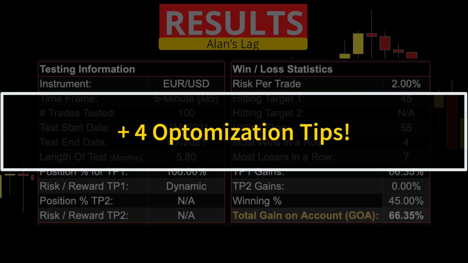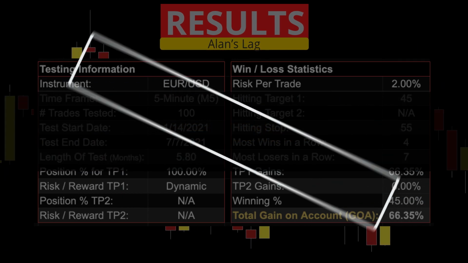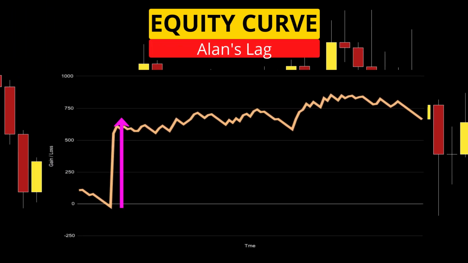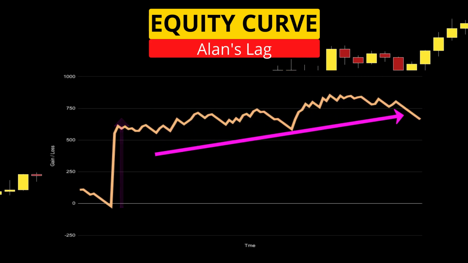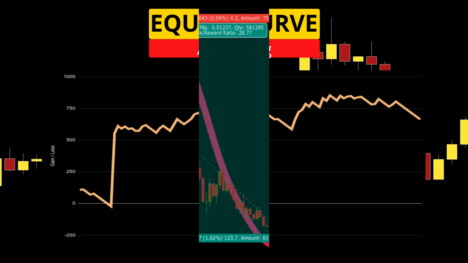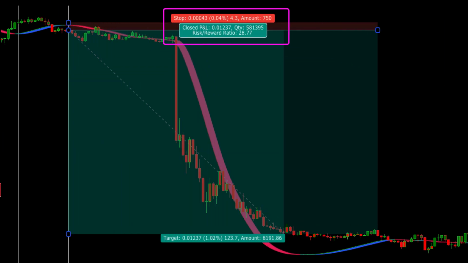And I'm going to give you 4 tips on how to greatly improve these results. The equity curve starts out with an extremely impulsive move up, followed by just weak choppiness in an upward slope. The reason for the super impulsive move up was this amazing trade that wound up with an astonishing 29 risk to reward. Obviously, if you catch this black swan, it will shark up your account.